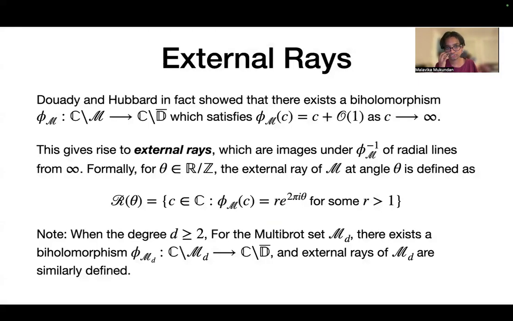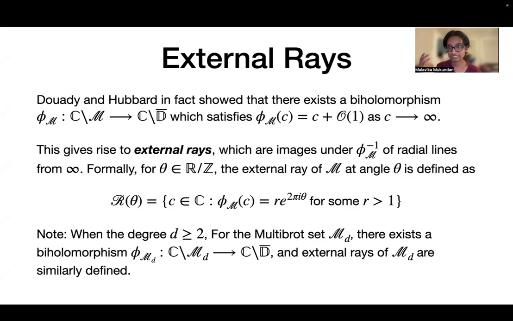We also care about what's called external rays. So previously I stated that the complement of the Mandelbrot set is simply connected on the sphere. The exact statement is, if you look at the complement of the Mandelbrot set in the plane, that's biholomorphic to the complement of the closed unit disk in the plane. So everything outside the Mandelbrot set you can think of as the outside of the unit disk. And the biholomorphism in question, which we call phi sub m, is asymptotically the identity. So near infinity, it looks like the identity.